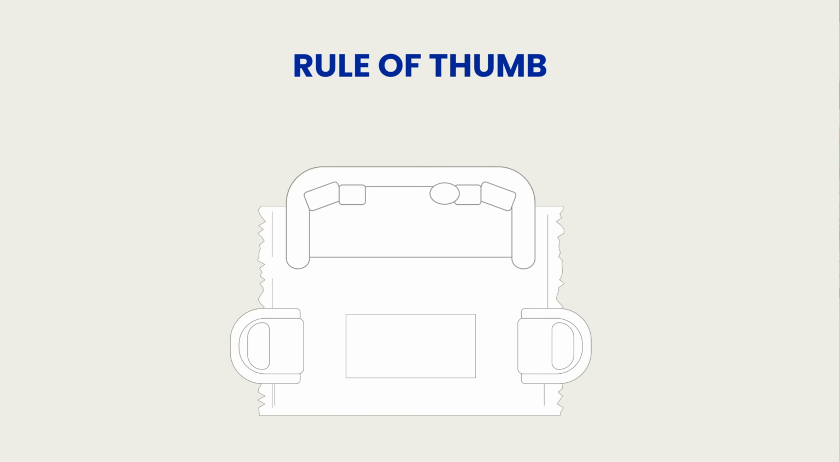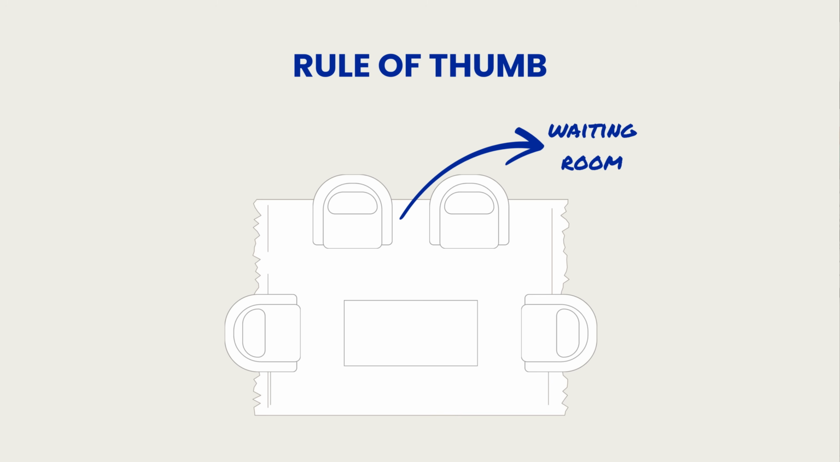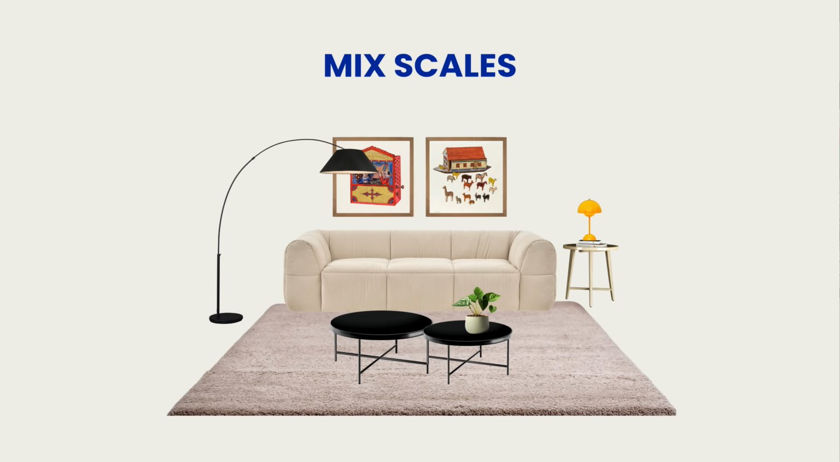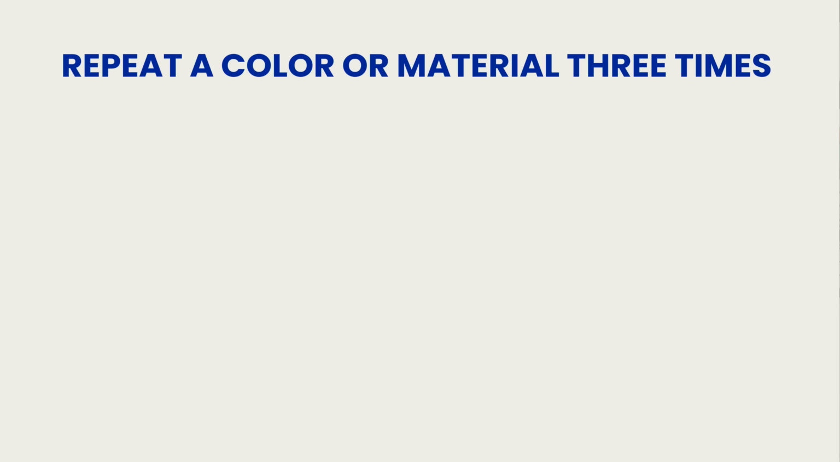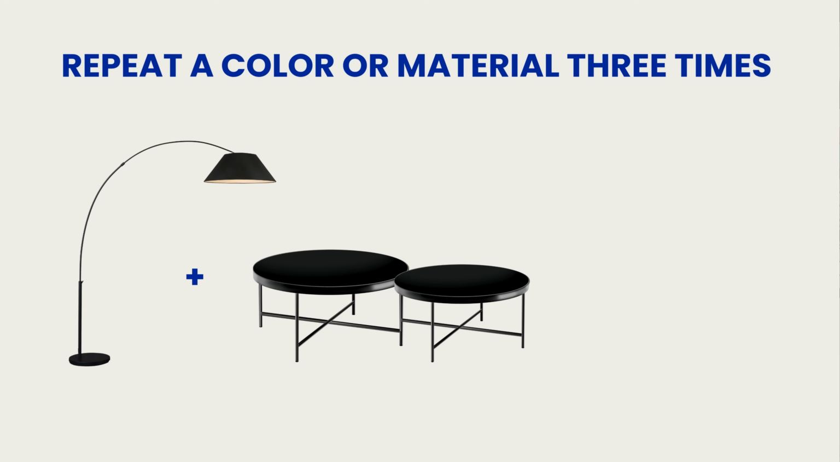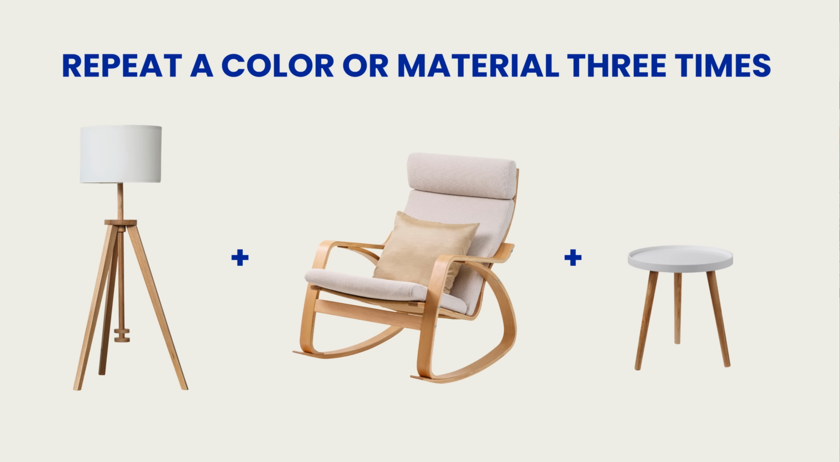And here's a rule of thumb: the sofa should anchor the room, so small furniture everywhere will make it feel like a waiting room. And bonus points if you mix scales: one hero piece like a sofa or a light, and medium-sized accents with a few small details to top it all off. Also consider repetition and rhythm, so repeat a color or material 3 times, like metal accents. You could have a light fixture, a coffee table, and a mirror frame, or warm wood that you can also spread throughout different pieces of furniture throughout your space.